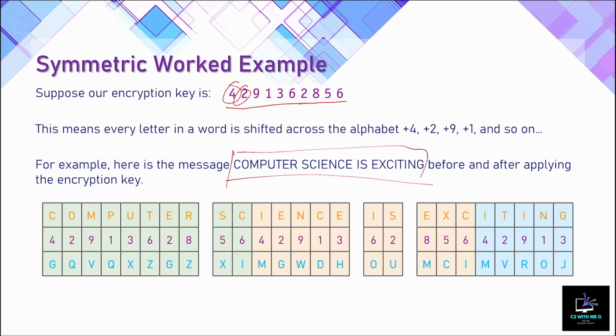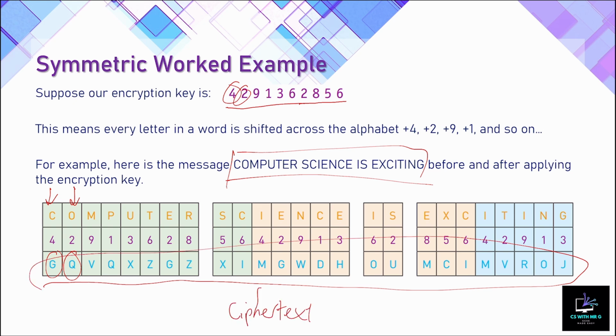So as you can see, the first letter C is shifted across 4 spaces in the alphabet and is changed into the letter G. O is shifted across 2 places and is changed into the letter Q. So it keeps going and it produces what we call ciphertext.